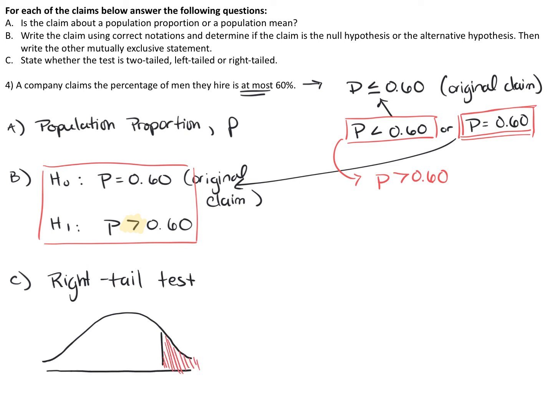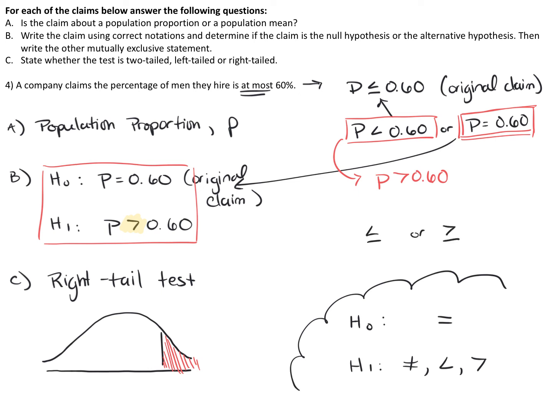So just to recap here off on the side, the important thing to remember about the null hypothesis is that the null hypothesis is always going to contain the equality sign, the equal sign, and your alternative hypothesis is either going to contain the not equal sign, or the less than sign, or the greater than sign, okay? So we never ever use less than or equal to or greater than or equal to in our null hypothesis or our alternative hypothesis. So please keep that in the back of your mind.